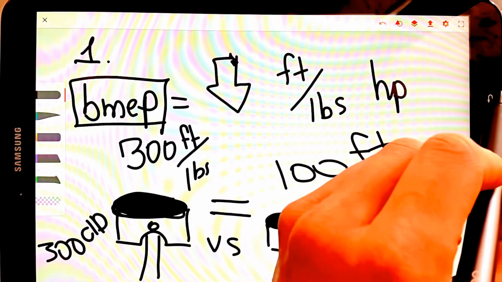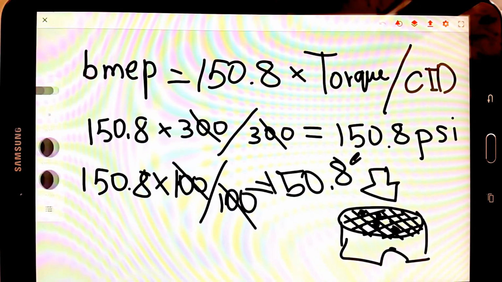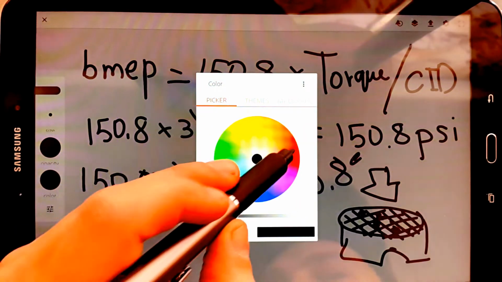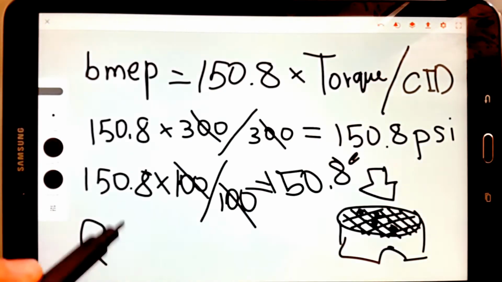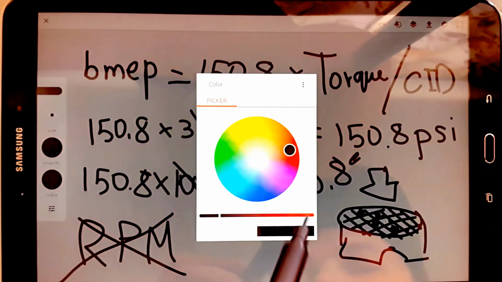That is why I'm making this video. So all of you, I want you to start with the BMEP values. See how we have no RPM here? There's no RPM anywhere in the equation. So this is a pretty useful formula.